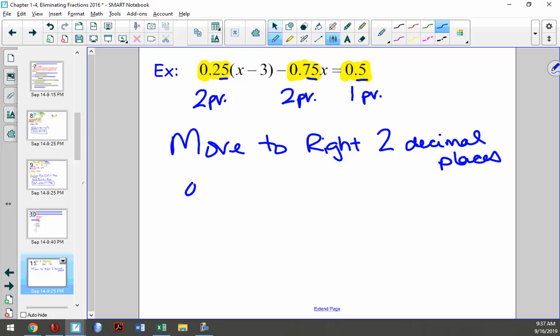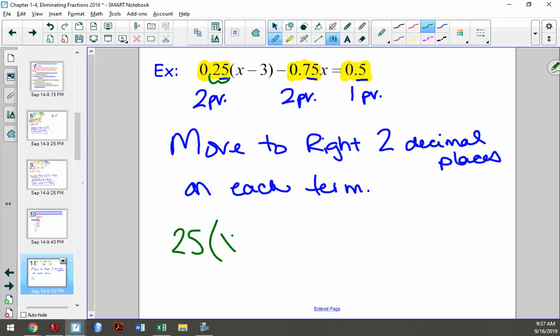On each term. Okay? So that means I'm going to take this decimal and move it twice. So that 0.25 turns into 25. Parentheses, drop down the parentheses, do not mess with any of it. Go to the next one. Minus, you're going to move this from 0.75 to make that 75x equals.